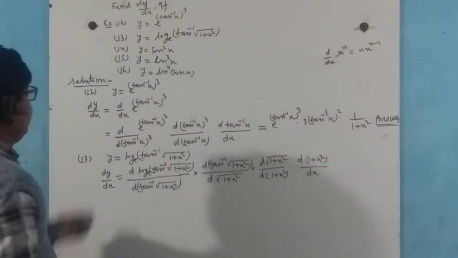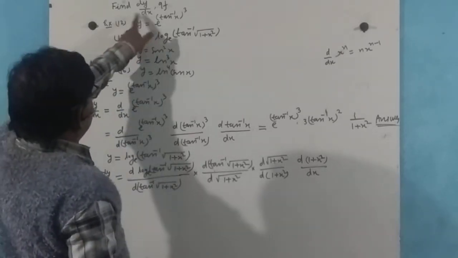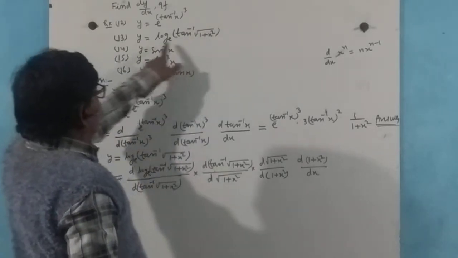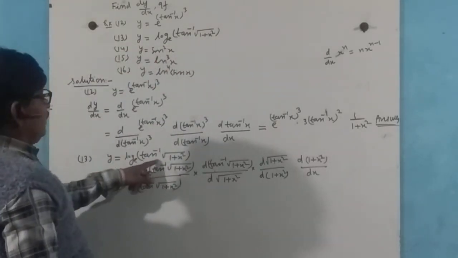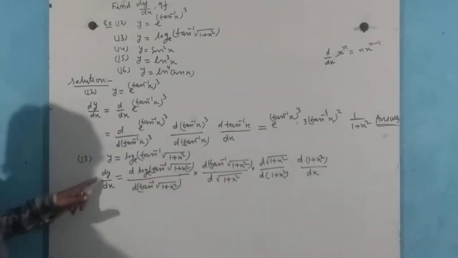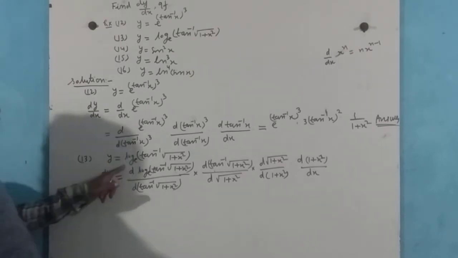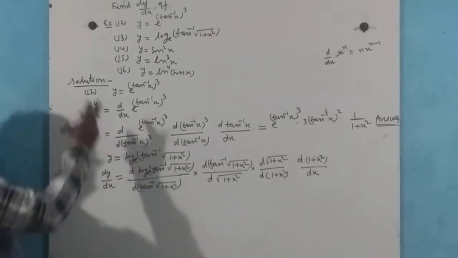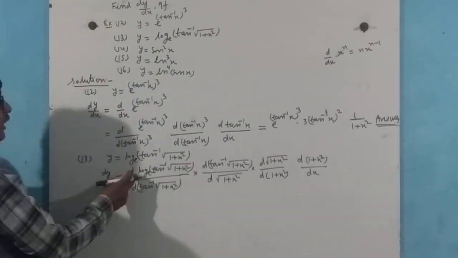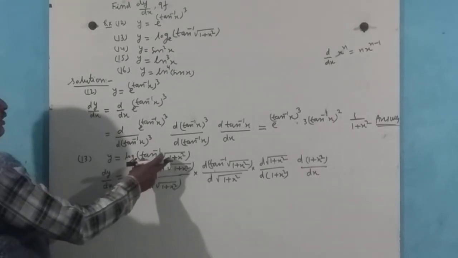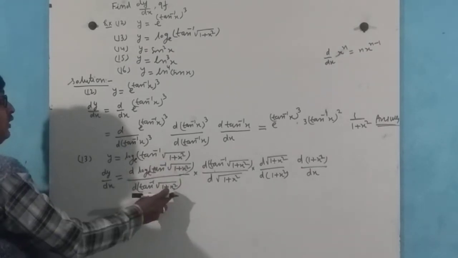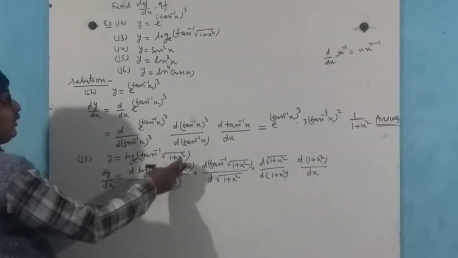Now next question 13. Find dy by dx if y is equal to log tan inverse under root 1 plus x square. Now differentiate it with respect to x. dy by dx is equal to d by dx, and we arrange with respect to the chain rule. With the help of the chain rule, d of log x, similarly d of tan inverse under root 1 plus x square, and log tan inverse under root 1 plus x square.